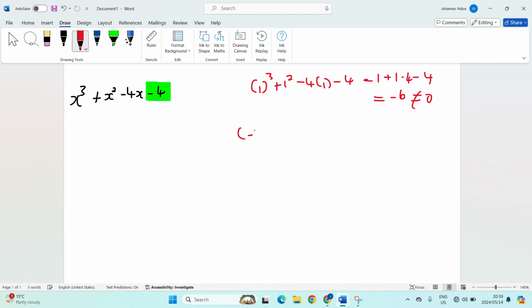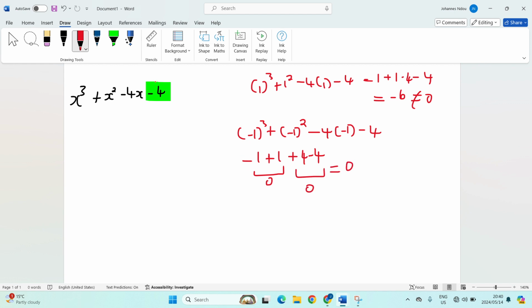So I'm going to say negative 1 to the power of 3 plus negative 1 squared minus 4 times negative 1 minus 4. Now any number, if you cube a negative, it remains a negative, so this is negative 1. When you square a negative, it becomes a positive, so this is positive 1. Now negative 4 times negative 1 is positive 4, and minus 4. Now look at this, negative 1 plus 1 is 0, 4 minus 4 is 0, 0 plus 0 is 0. So because plugging negative 1 into the expression yields 0, what does it mean? This means that x plus 1 is a factor.